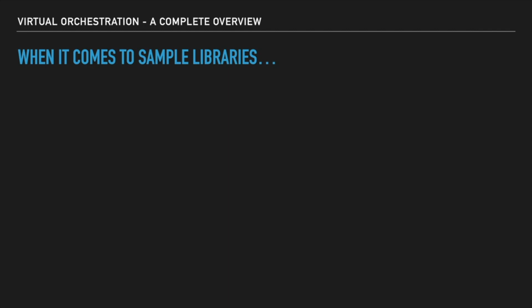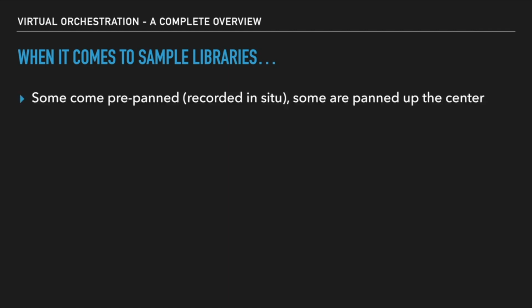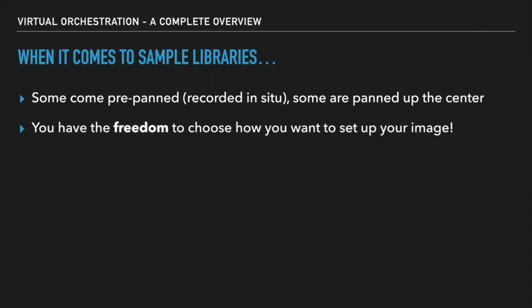So when it comes to sample libraries, though, some do come pre-panned, like recorded in seating position, recorded in C2, or some are panned up the center. So there are some libraries where no matter what instrument you're playing, the sound signal is completely center, whereas with others you'll hear the violins more on the left and the basses more on the right, because they panned and recorded them that way. But you have the freedom to choose how you want to set up your stereo image when it comes to the orchestra, which is a great feeling to have.